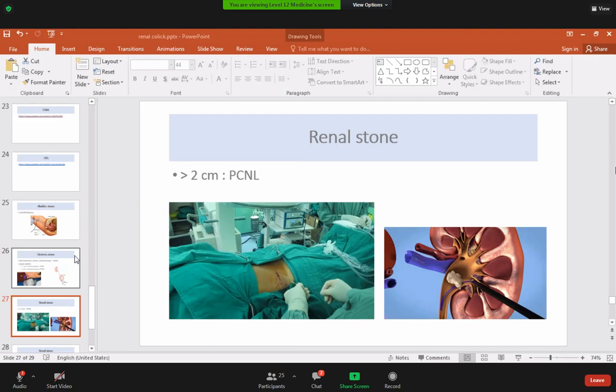What we do percutaneously is pass a probe, or you can say an instrument, inside, and then we give an alternate way to take away the urine, as well as we try to break the stone.